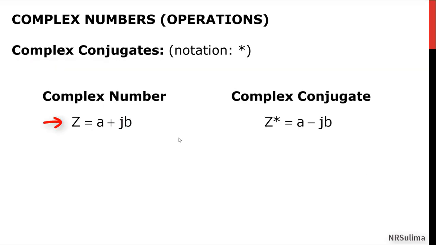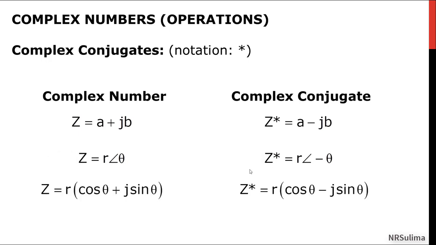Given a complex number z equals a plus jb, its equivalent complex conjugate in the form of z asterisk is equal to a minus jb. Just simply change the sign of the imaginary part. And it also follows for polar form, if you have r angle theta, its equivalent complex conjugate should be r angle negative theta. For trigo, positive and negative, and for exponential, that's r exponential j theta, complex conjugate is equal to r exponential negative j theta.